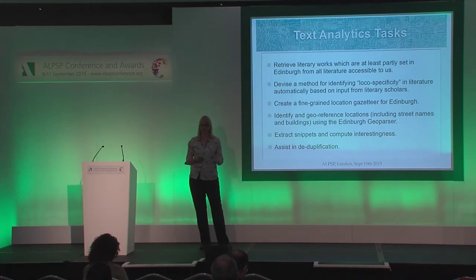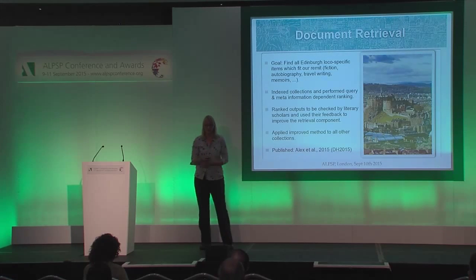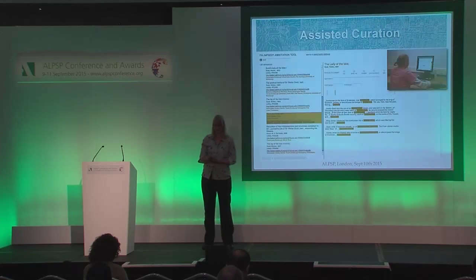duplication in the set. So the document retrieval really started with taking an index of each of the collections and then retrieving candidates that were then presented to the literary scholars who went through them manually. And we had an initial pilot phase where they gave us feedback on the ranking, which we then used to improve our methods. And that's published in Digital Humanities 2015, which was just in July, a few months ago. If you're interested in those results, you can have a look at that.